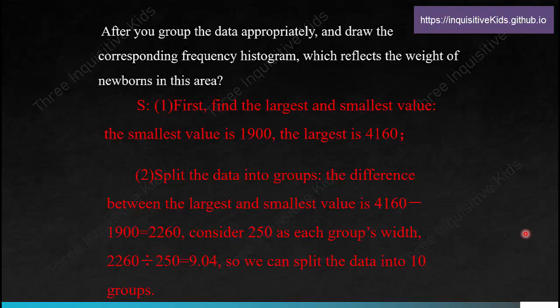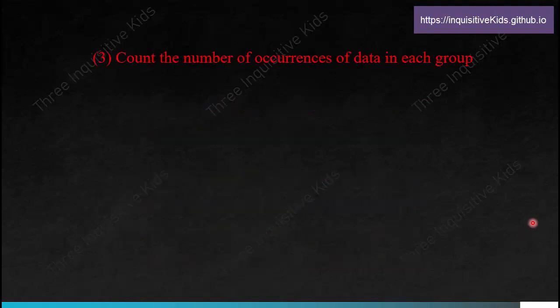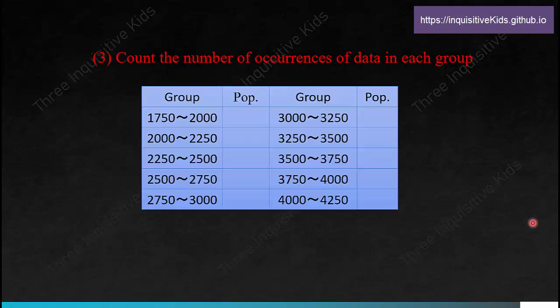And then we take the difference and the group's width, which is 2,260 and 250, and we divide them, which will get 9.04. So we can split the data into 10 equal groups. After that, we count the number of occurrences of data in each group, and we create the following table. So we have the group range, and then we'll fill in how many people fit into each group.